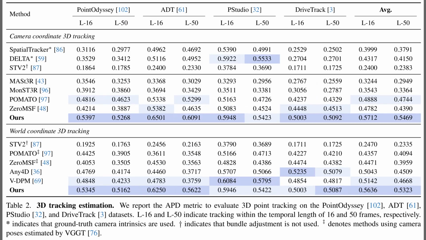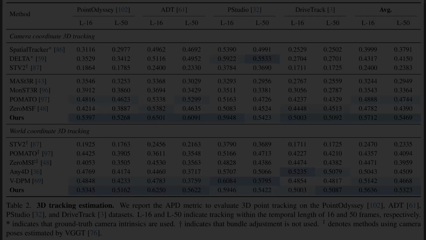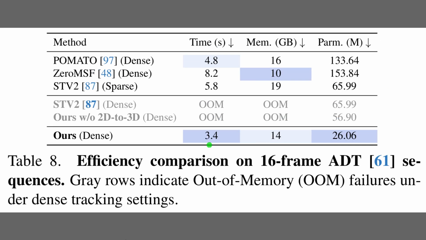Alright, while Table 3 just showed the 2D tracking performance, Table 2 now presents the assessment for 3D tracking. It relies on the average percent deviation, or APD, metric to evaluate accuracy across several datasets, testing both 16 and 50 frame temporal lengths. The top half compares methods in the camera-centric coordinate system, where Track4World shows strong gains over baselines like POMATO and Zero MSF. The bottom half shifts to the world coordinate system, proving that the model consistently delivers state-of-the-art results in global tracking as well.